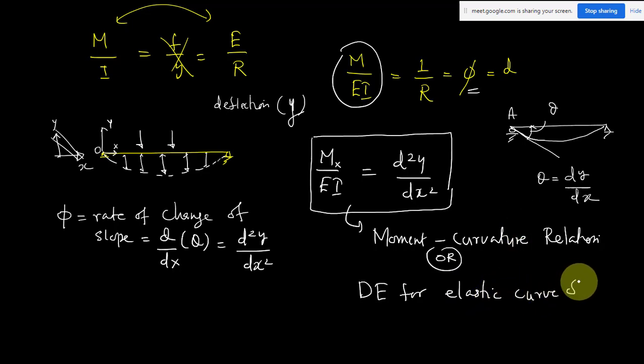Okay, elastic curve of beam. Because we have a differential equation, and once you solve this differential equation, what will you get? You will get the value of y. The solution of the differential equation will give you y. So what is y? The deflection.